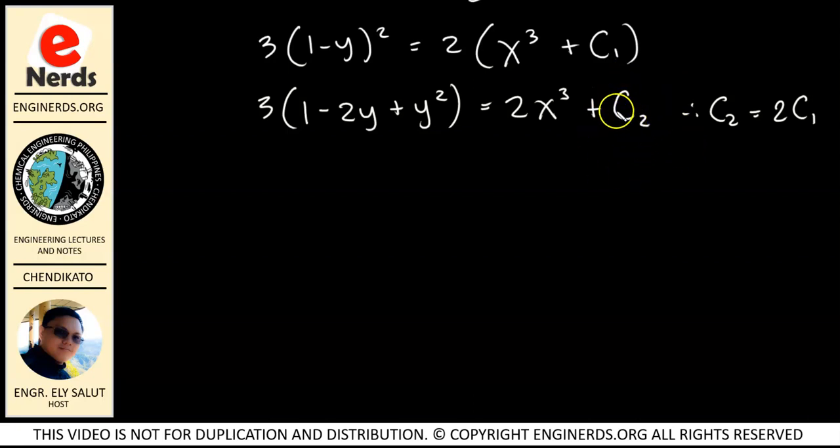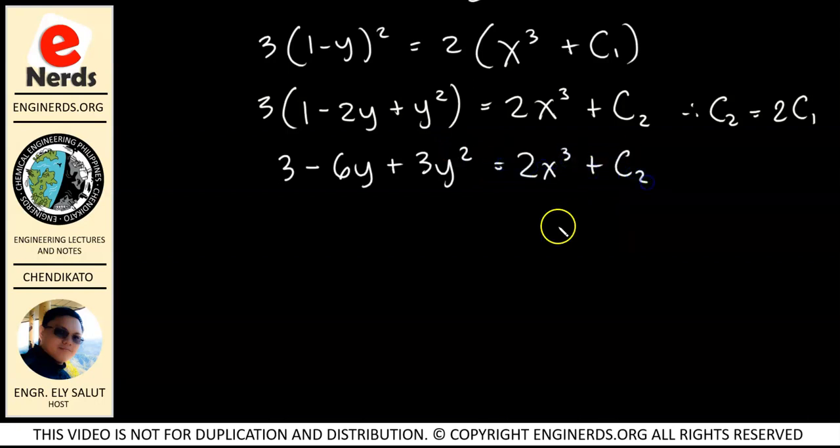Kaysa meron kayo ditong palipat-lipat na mga values like 2 times c or 6 times c, no? So, you can do it like this. So, we don't have an issue with that. Okay? So, I'm going to distribute itong 3 sa lahat ng term natin dito. So, I will have 3 times 1 will be 3, minus 3 times 2 will be 6y, okay, plus 3y squared is equal to 2x cubed plus c2.